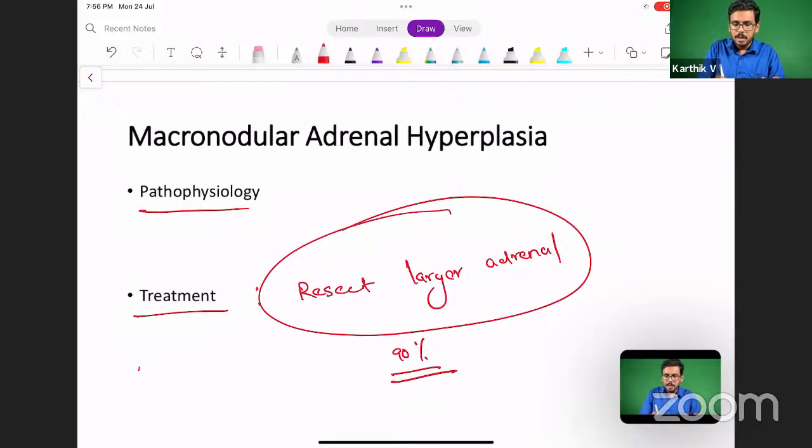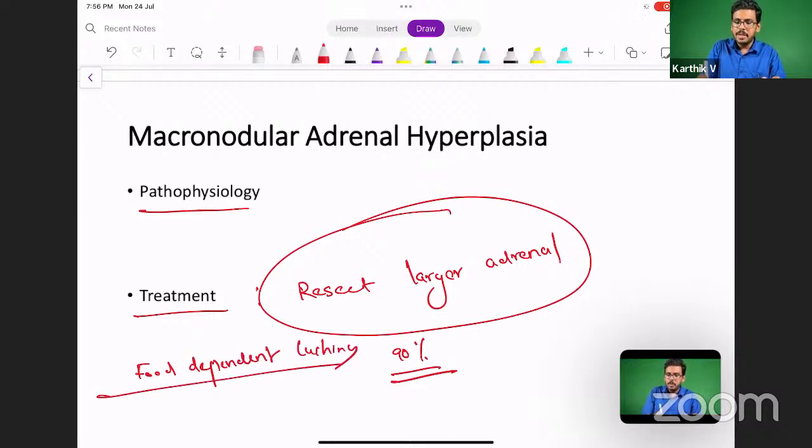For example, there is something called food-dependent Cushing syndrome. Food-dependent Cushing means whenever the patient takes food, there will be increased GIP levels, which is an incretin. This will go and bind to the receptor in the adrenal, which will cause an increased cortisol secretion.